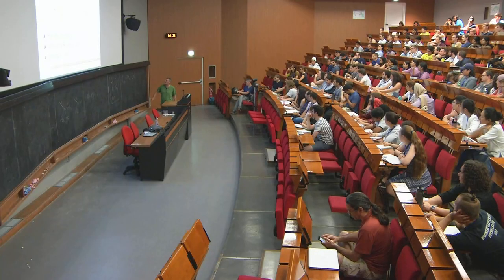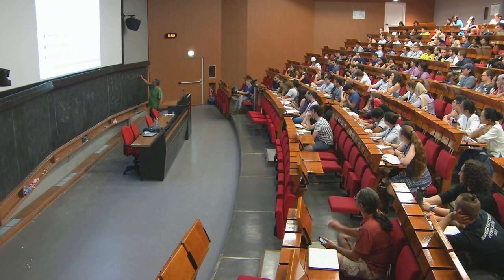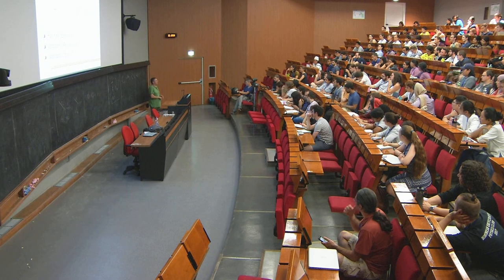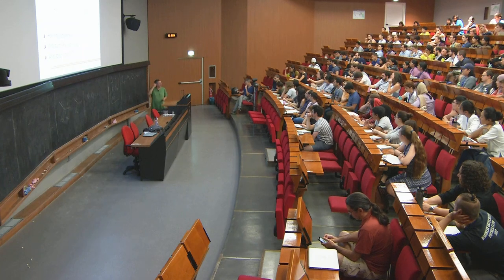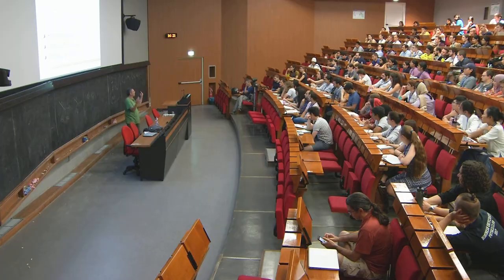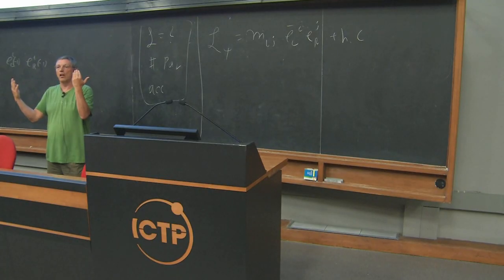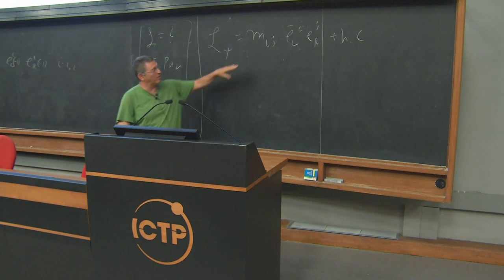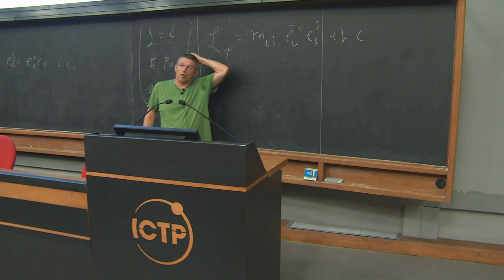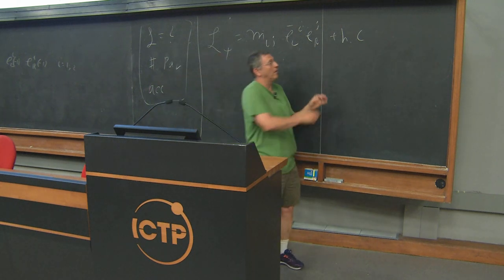So let's do this. Should the mass itself be Hermitian? Yes? Or only the Lagrangian? The mass should be Hermitian if you have the same vector on both sides. If you have two different vectors, it shouldn't be Hermitian, right? It's only Hermitian when you have the same field on the two sides. So actually this mass matrix, when you write it, it's the plus Hermitian conjugate that makes it Hermitian.